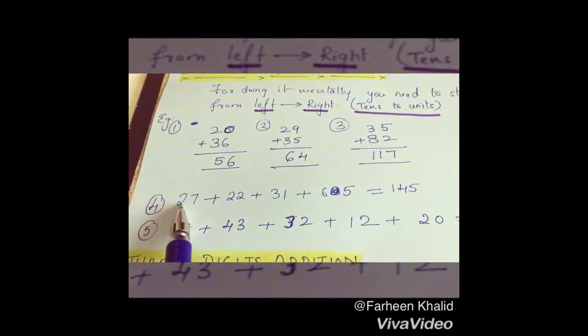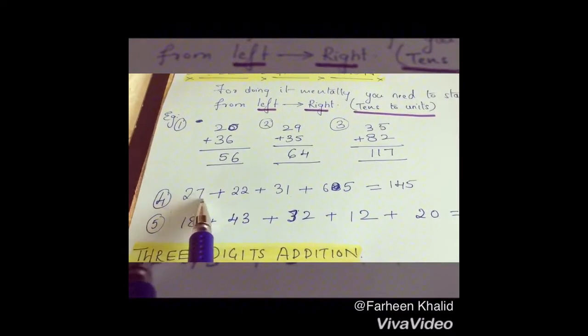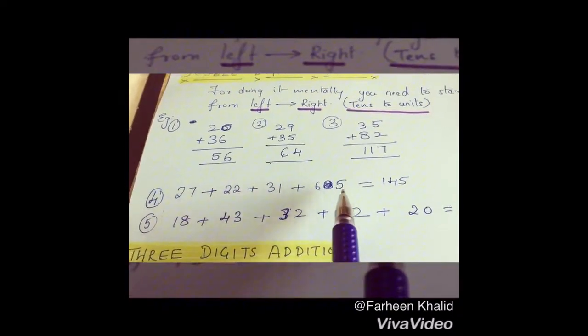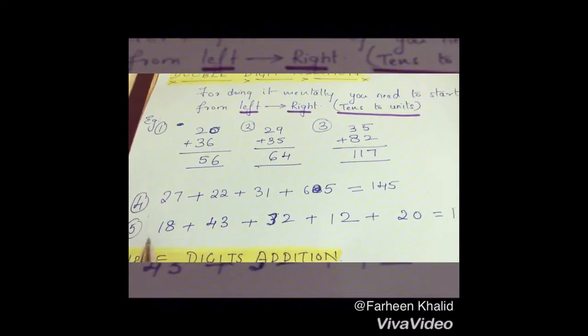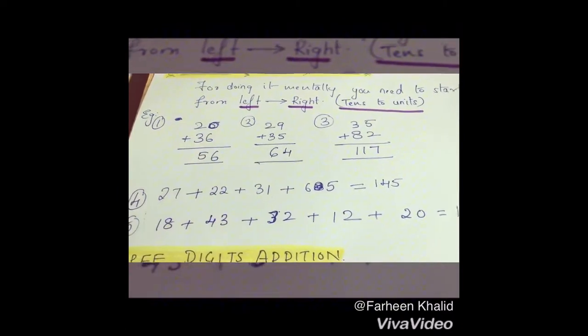So what did we do? We did 20 plus 20 plus 30 plus 60. Then we came back and we did 7 plus 2 plus 1 plus 5. So all we are doing is remembering the last number that we got as an answer, and then we add the next number to it.